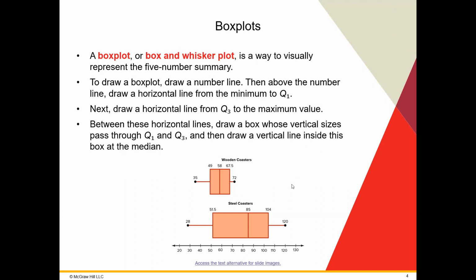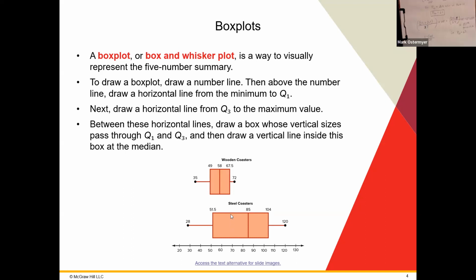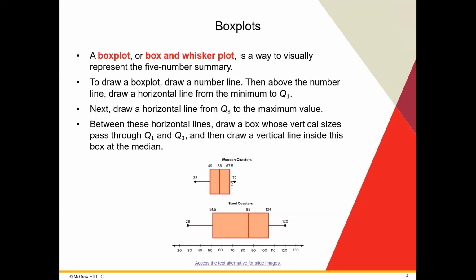The bottom one. And so therefore, ladies and gentlemen, we would say that the variation of the steel roller coasters, whatever the numbers pertain to, is greater than the variation of the wooden roller coaster data set? It's speed in miles per hour. Oh, speed in miles per hour.